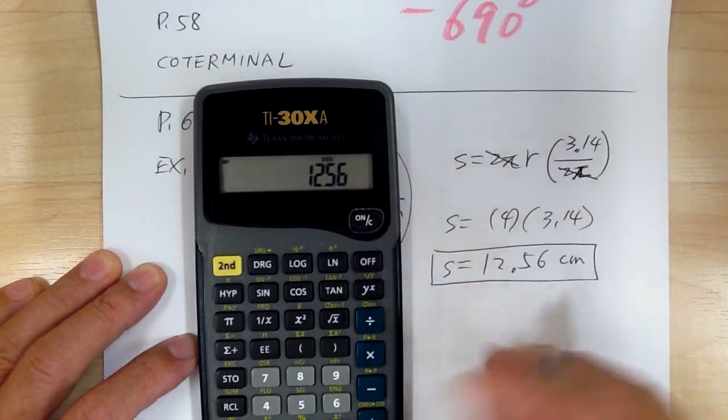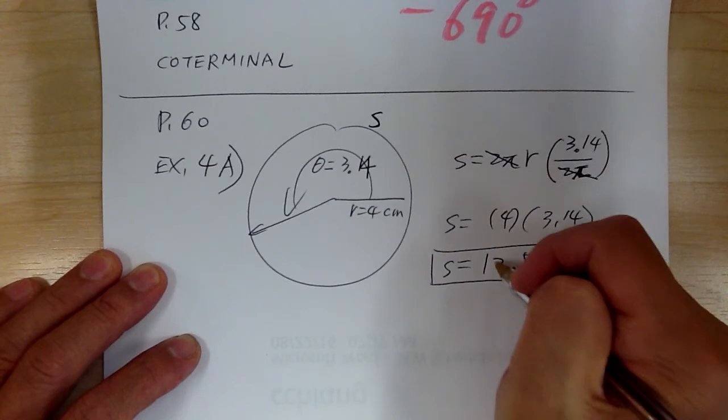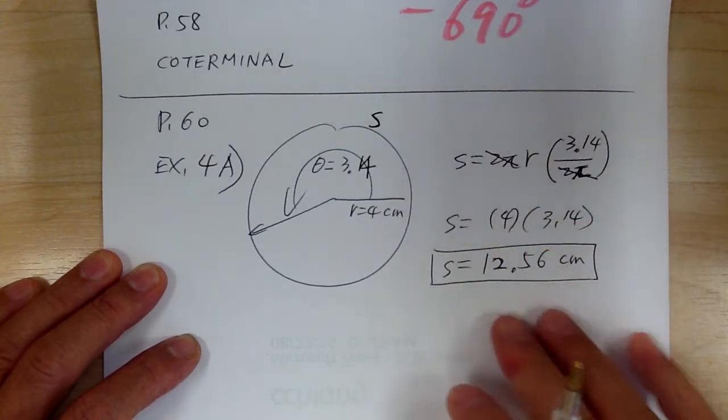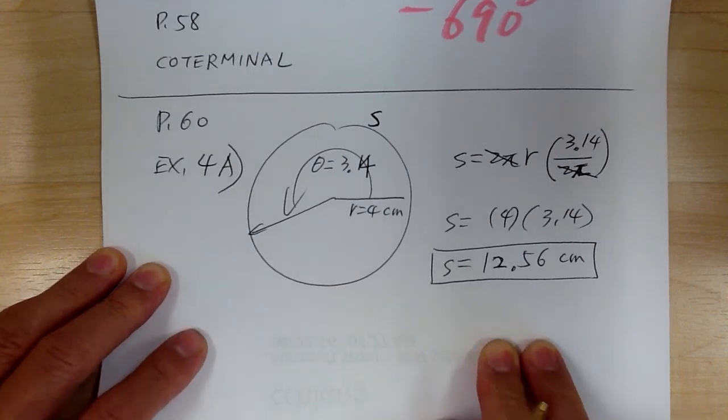Centimeters, right? Again, many of you kind of forgot the label during the test, okay? So you lost half of a point. So remember that. Okay, so that's part A. Now let's go and do B.